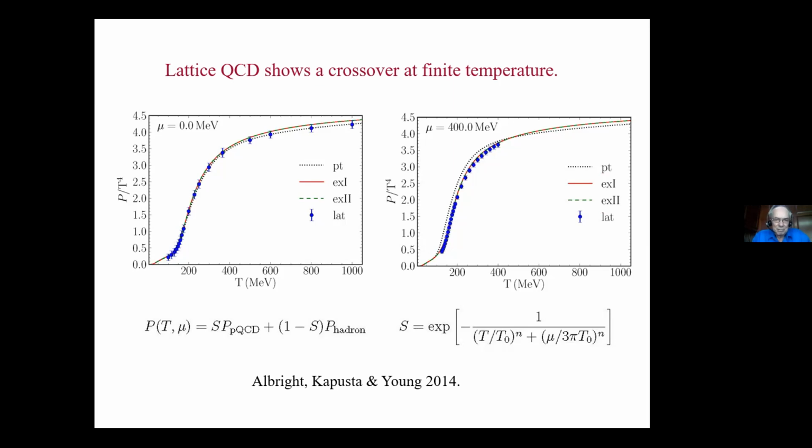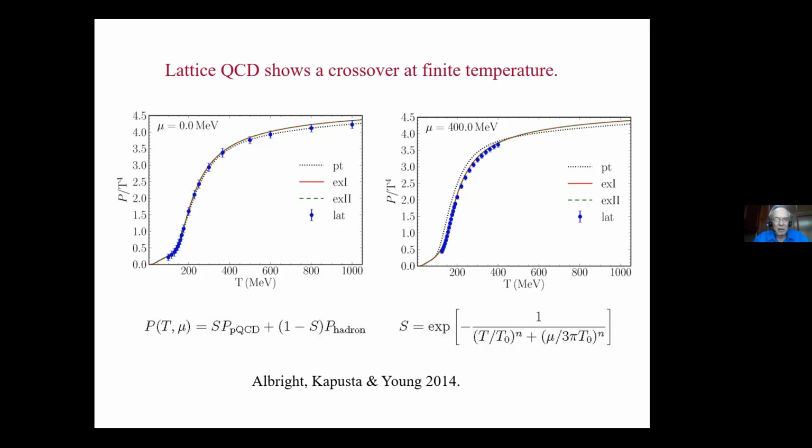So it shows a rapid crossover. It's not a phase transition, that's for sure. And so you might think, well, at low temperatures, the equation of state is dominated by a resonance gas. You have pions, protons, neutrons, rho mesons. Look in the particle data book, all the hadrons, put them in as non-interacting particles. And that generally describes the pressure for temperatures below about 100, 120 MeV.